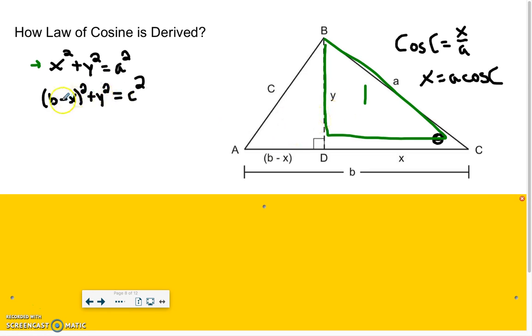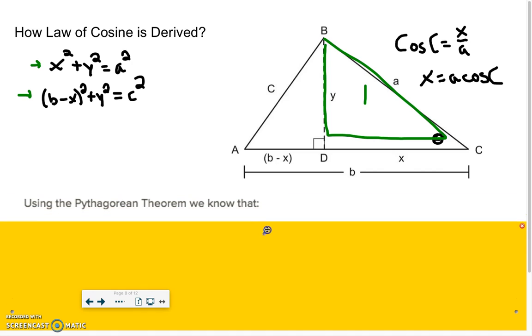Well, the similar process is if we take b minus x. The reason it's b minus x is because if b is A to C, let's say that's 10 and this is 2, then you know that's 8 because you've subtracted them. So b minus x squared plus y squared is equal to c squared. This should be a little c, sorry, I apologize for that, in triangle 2.